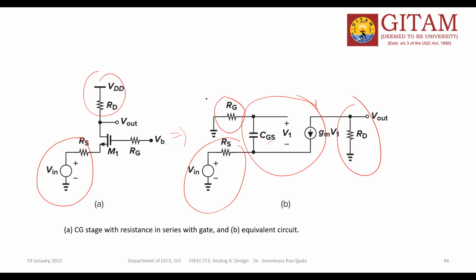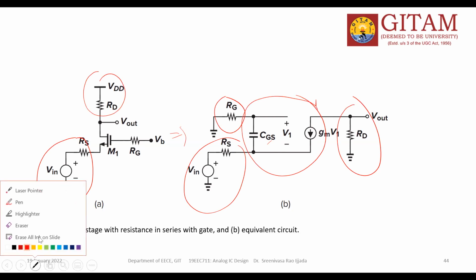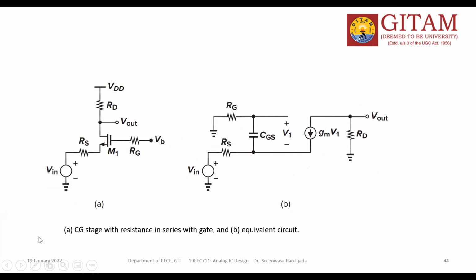Got my point? This is the small signal model equivalent circuit for the common gate configuration with a finite amount of gate resistance in series with the gate. Here I'm going to tell you one thing: I'm considering only CGS, so my transformation becomes somewhat easier.